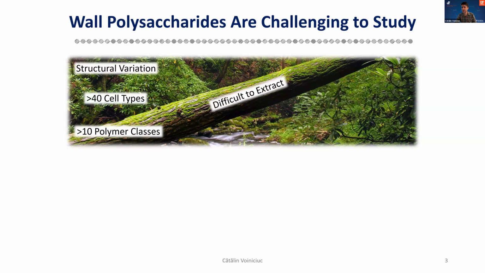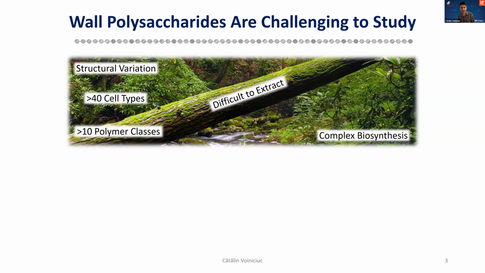They are difficult to extract. So if you think about a fallen tree in the forest, yes, you could burn the wood, but it is much more difficult to say, I'm going to make a biodegradable package or extract some nutritional compounds out of that recalcitrant tissue. And then the biosynthesis of each class of polymers turns out to be quite complex.